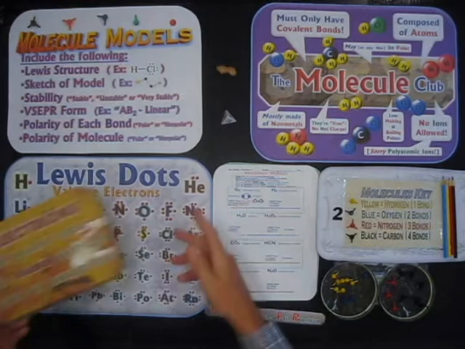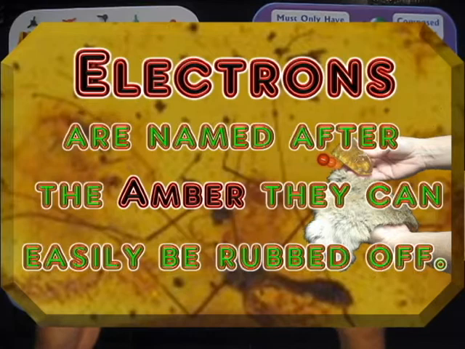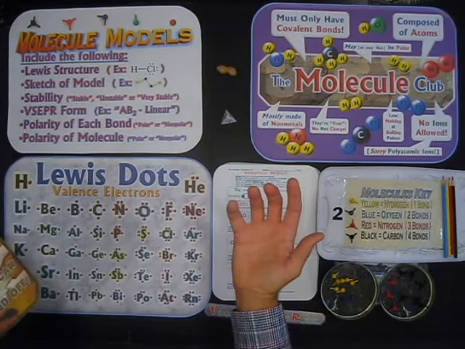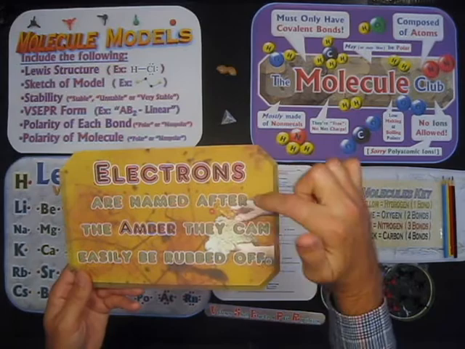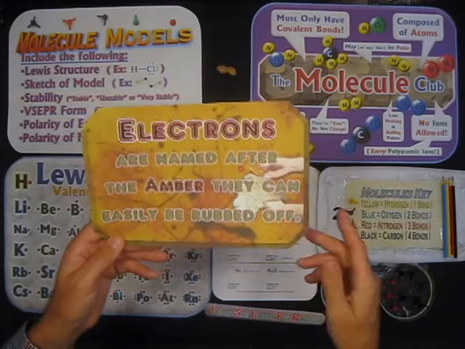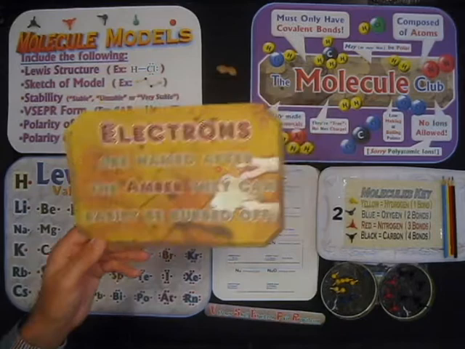All right? Interestingly, electrons are named after the amber they can be easily rubbed off. The first time electrons were observed was when they rubbed fur on amber, which is basically like a tree resin, kind of like sap. Like, did you ever see Jurassic Park? That's what the mosquito was in. That was amber. Okay, that's where we get the color amber. It's the color of that resin. See, there's a little mosquito trapped in the background there. And so the word electron in Greek means amber. And so that gave rise to the word electric. It's a long story. But electrons are named after amber, interestingly, right? Weird.